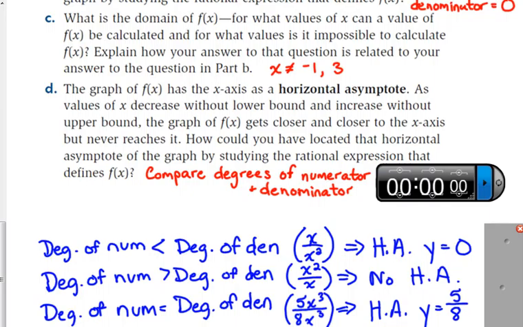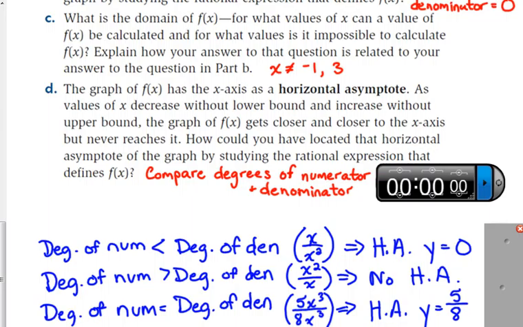It's kind of like with our geometric series that we just did. When our common ratio was less than 1, our terms were getting smaller and smaller and smaller. They were approaching 0. But when the common ratio was greater than 1, they were getting bigger and bigger and bigger. They weren't headed towards a specific number. So in that case, there's no horizontal asymptote.